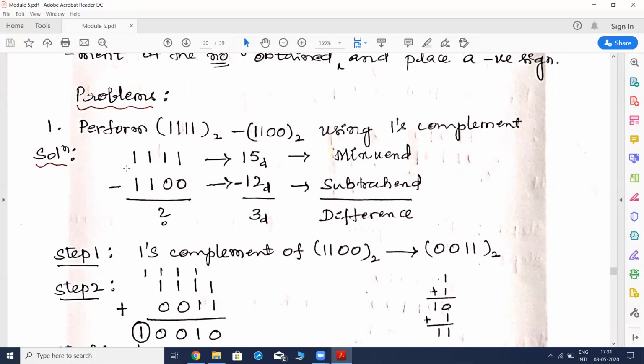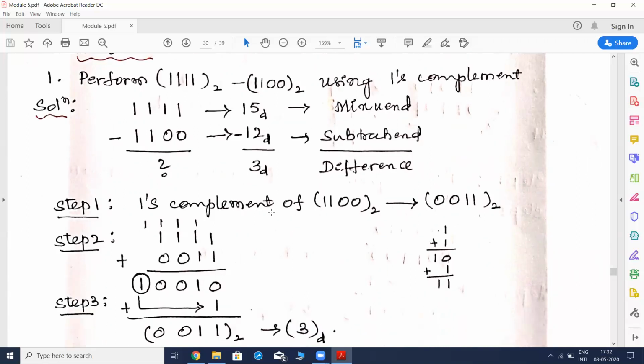Now first write down the numbers as it is given: 1111 and 1100. So what is 1111? It is 15 decimal. And 1100 is 12 decimal. That means when you perform 15 minus 12, you are supposed to get 3 decimal, that is your difference. This is for your understanding, this is verification. Now let us go through this procedure. We have minuend as 1111, subtrahend as 1100.